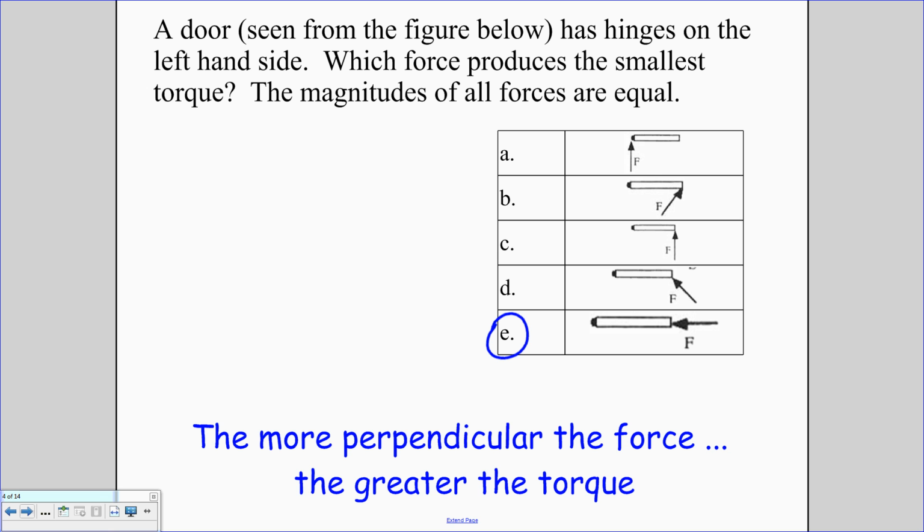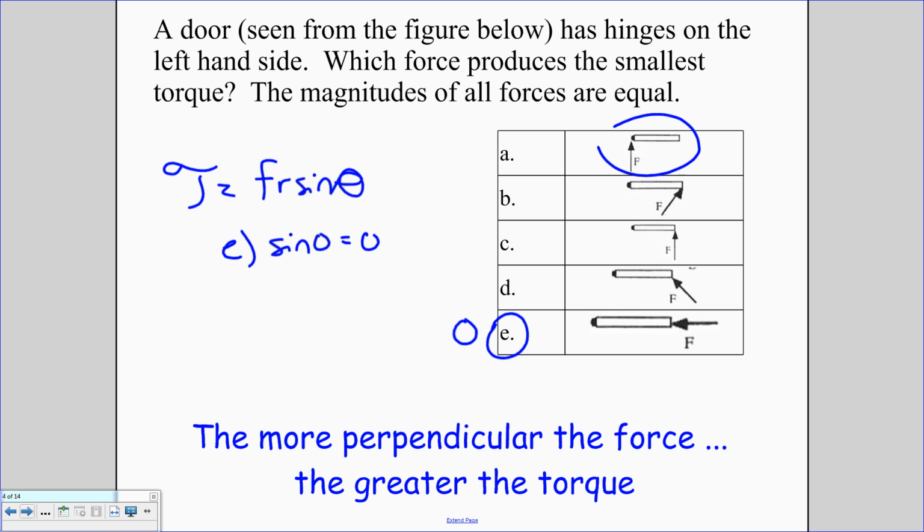Now, we're not done, though, because torque is equal to FR sine theta. With E, that would be sine of 0, which is just 0. So E has a torque of 0. But A also has a torque of 0. Why does A have a torque of 0? Because R is 0. So actually both A and E have the least amount of torque equally.